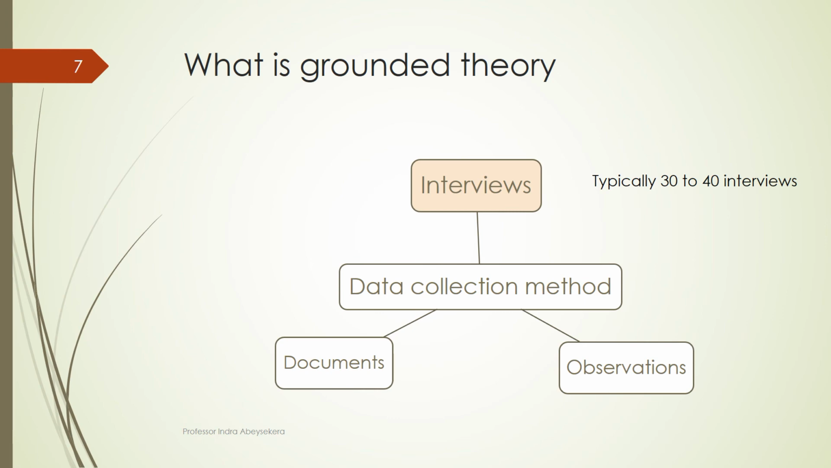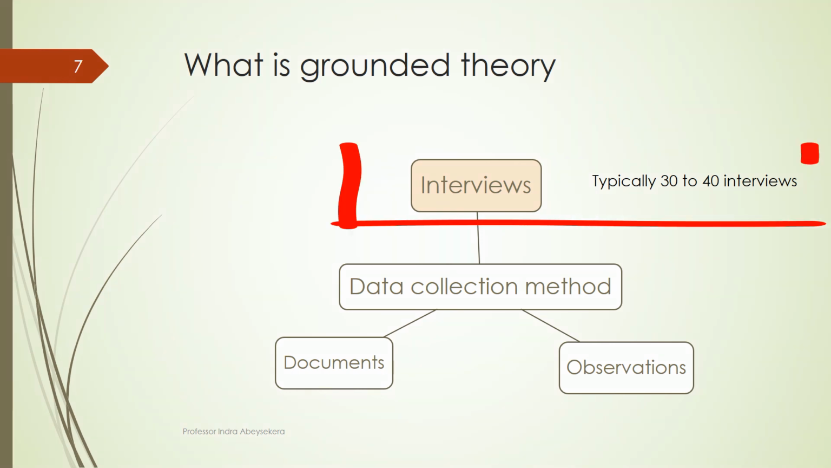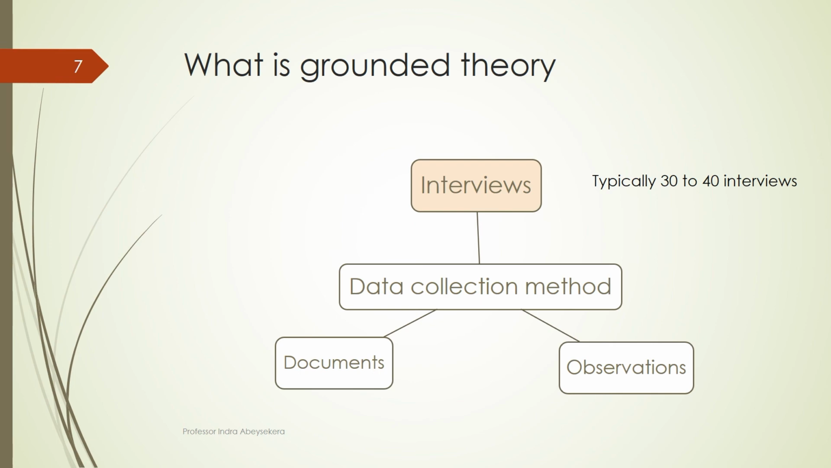There are three data collection methods: interviews, observations, documents. For grounded theory, typically 30 to 40 interviews are conducted in a grounded theory research method investigation.